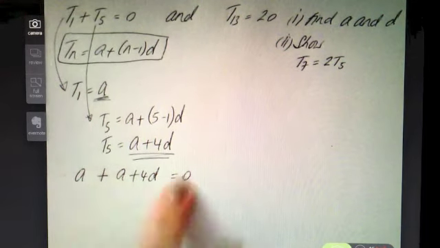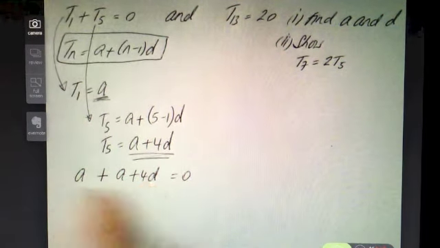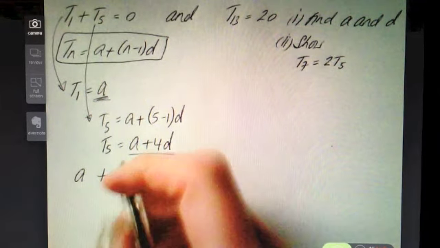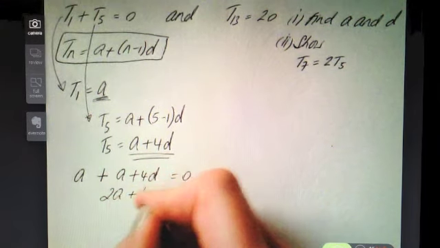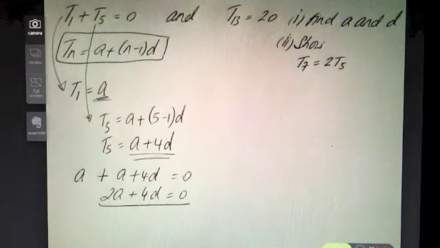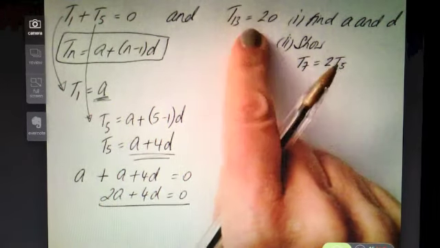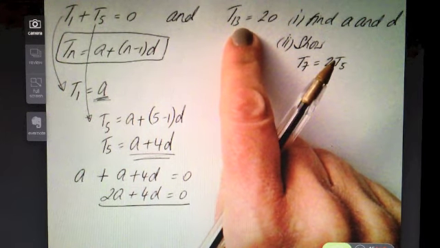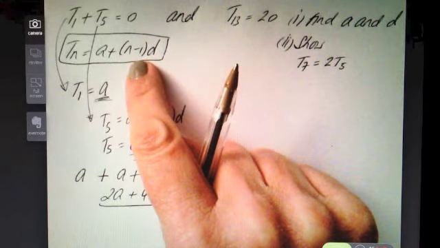I'm tidying that up. Remember, with your algebra, you can add together things that are the same. So A plus A is 2A plus 4d is equal to 0. Right, there's your first equation. We're going to get our next equation from this bit of information. T13 is equal to 20. So again, let's sub that as best we can into here.